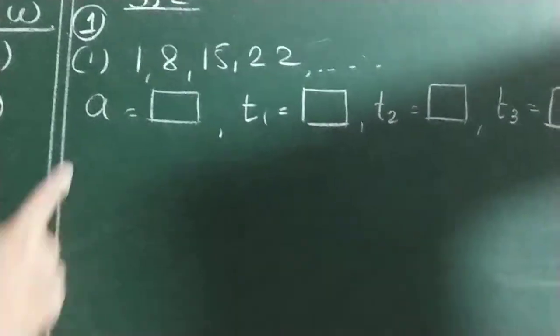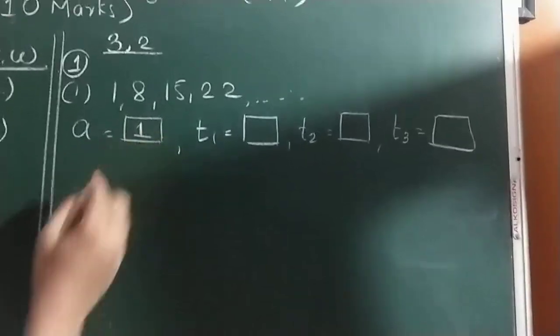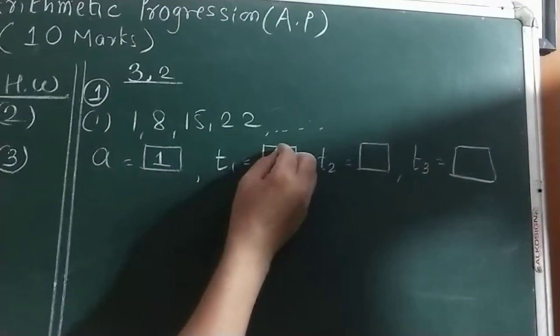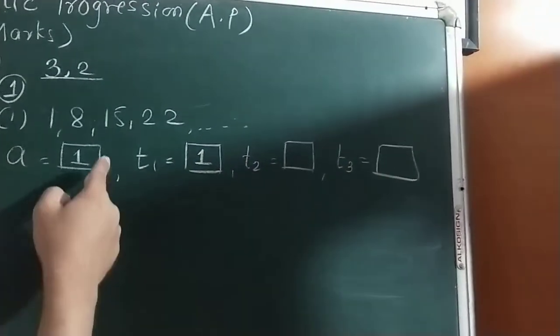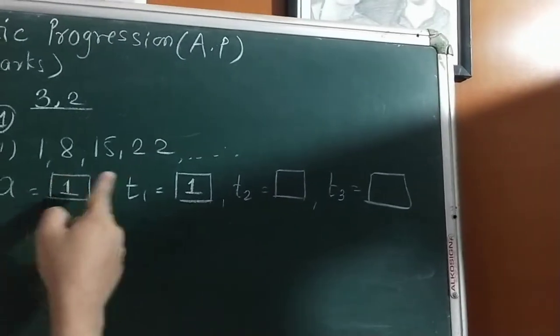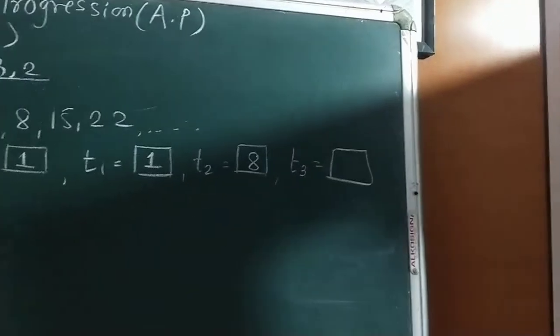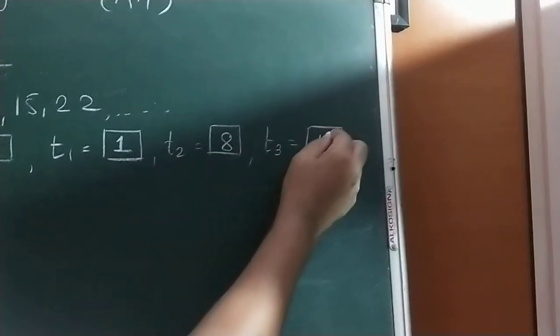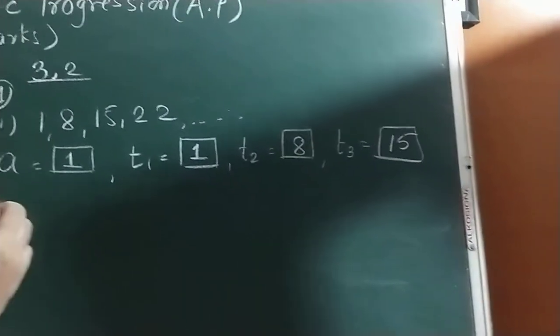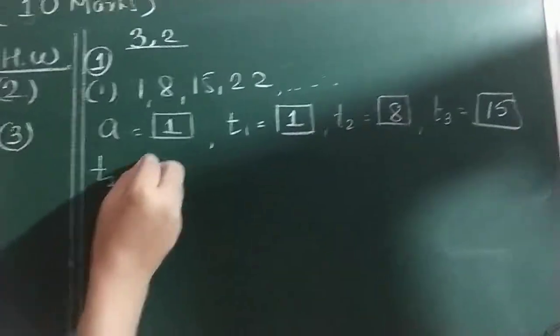So very simple. What is A? A is my first term, 1. What is T1? Again first term, so it is also 1. Then they ask T2. What is T2? Second term, so 8. And they ask T3. What is T3? 15. Okay. Then they ask T2 minus T1.